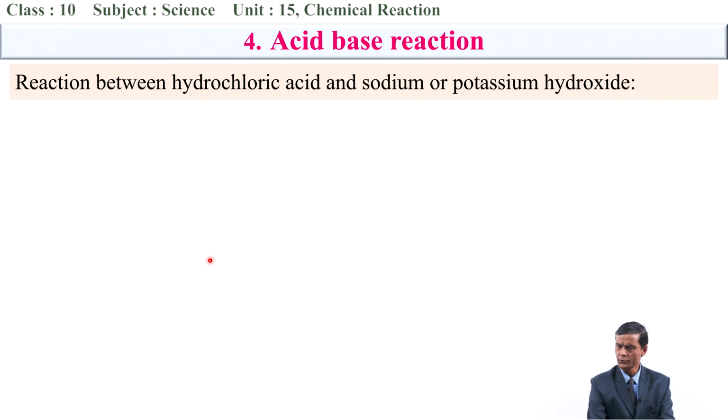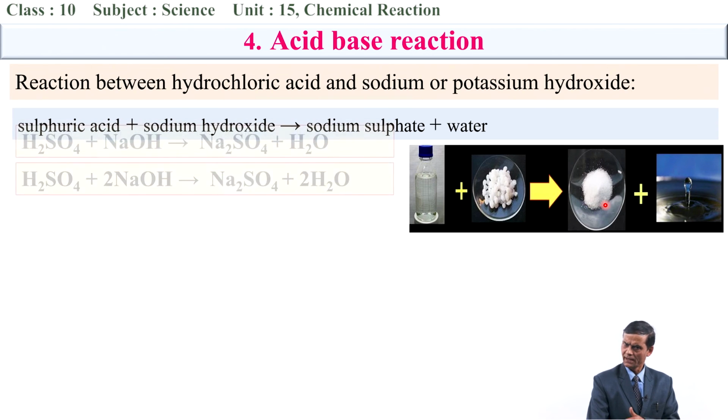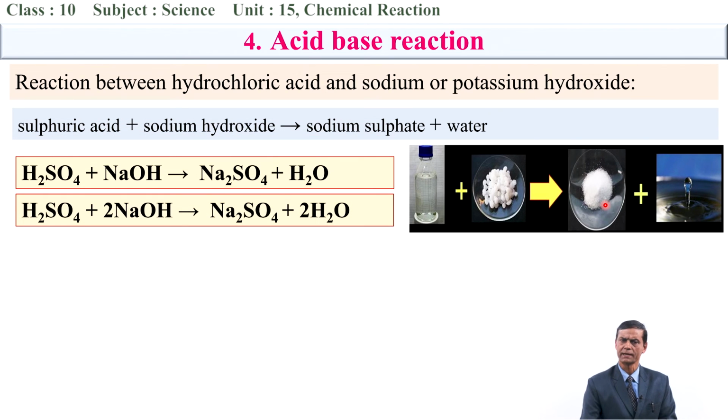Similarly, instead of hydrochloric acid, we can use sulfuric acid also, isn't it? Look at it. Here is the reaction between sulfuric acid and sodium hydroxide, and the result will be sodium sulfate plus water. And dear students, we can express this equation in symbolic form. Look at it: H2SO4 plus NaOH, Na2SO4 plus H2O. After balancing the equation, we can write like this: H2SO4 plus 2NaOH, Na2SO4 plus 2H2O.